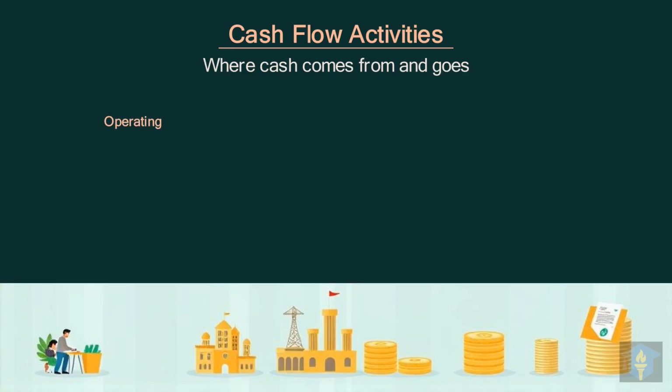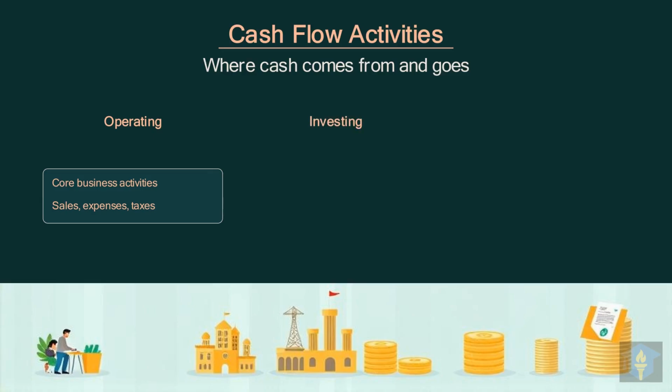First, we have operating activities, which represent the cash flows from a company's primary business functions. These are the essential, day-to-day transactions that drive the core of the company's operations. This includes cash from sales, payments for expenses, and the cash used for taxes.